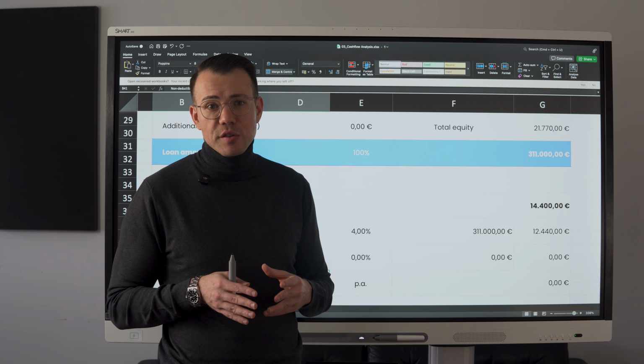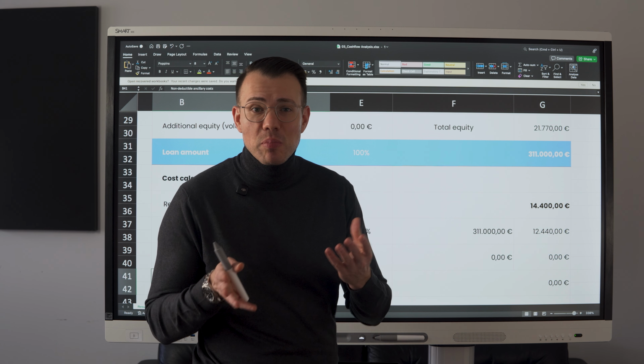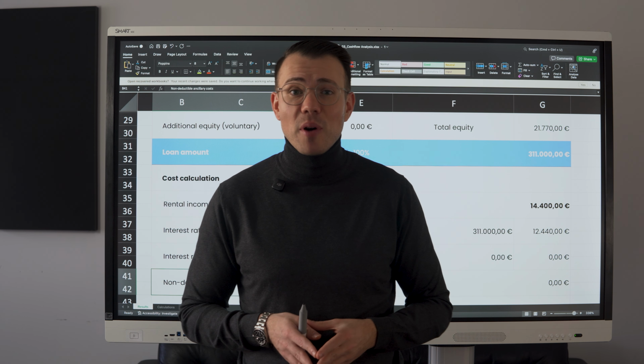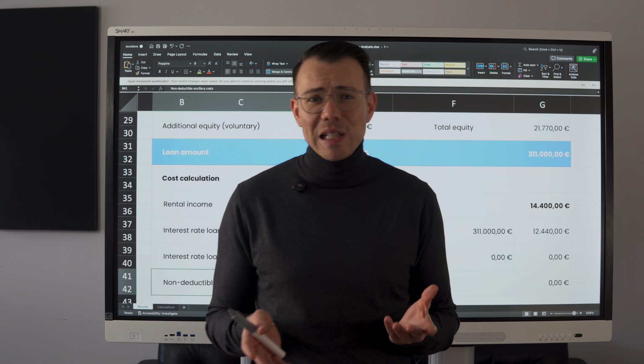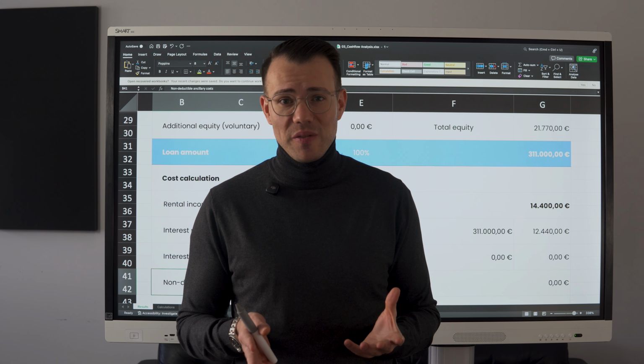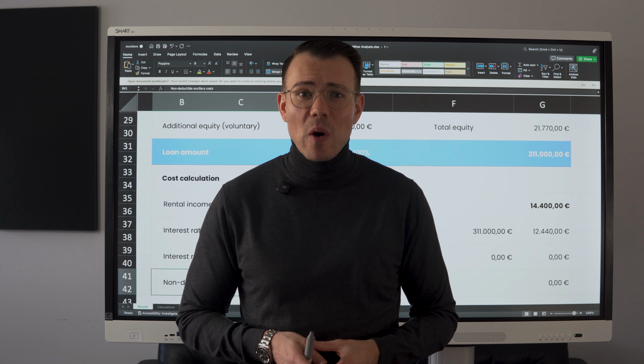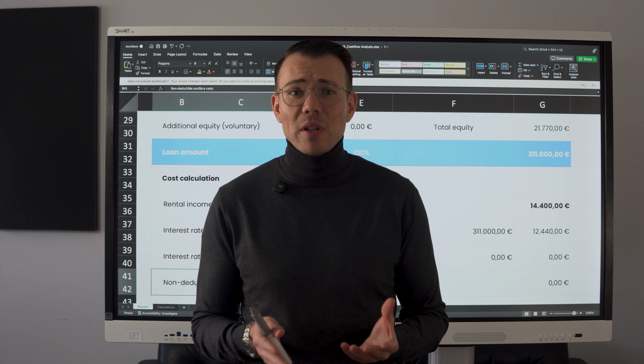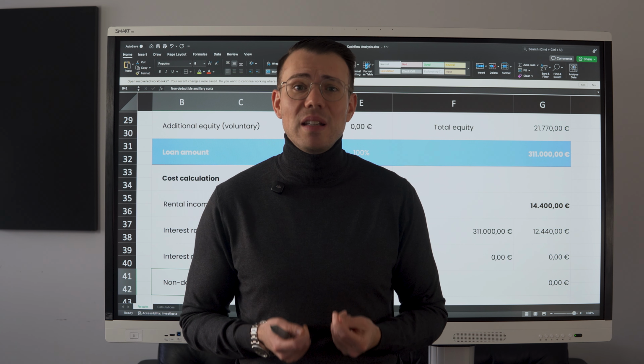Wow. So there you have it. A complete breakdown of how to calculate a property's monthly performance, including the often overlooked tax benefits. Real estate isn't just about what you see on the surface. It's about understanding the numbers behind the investment.